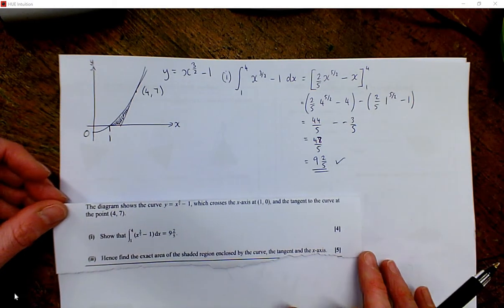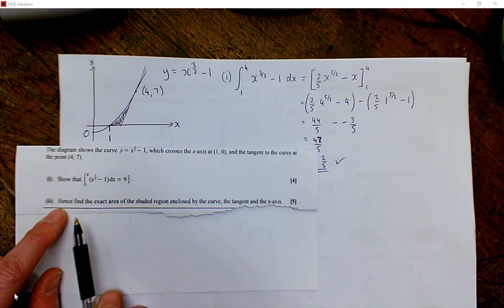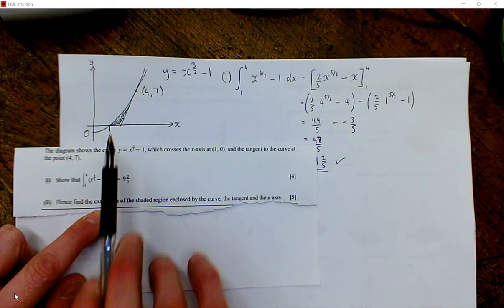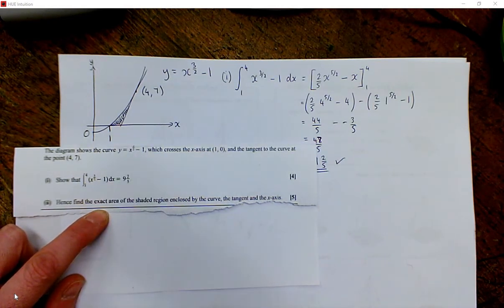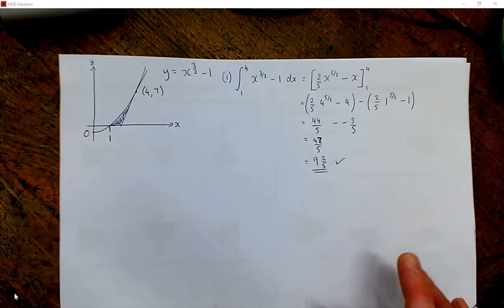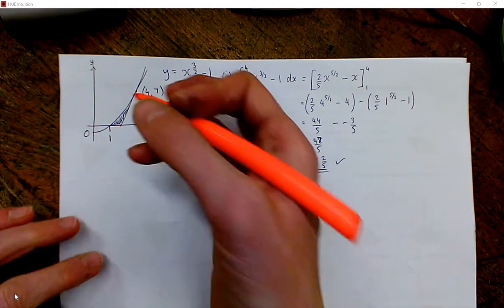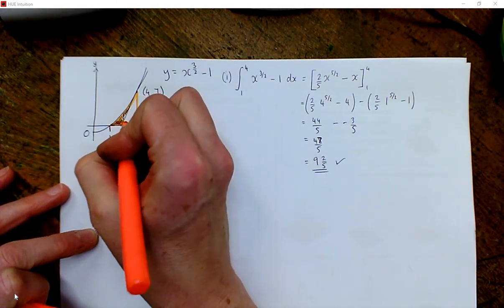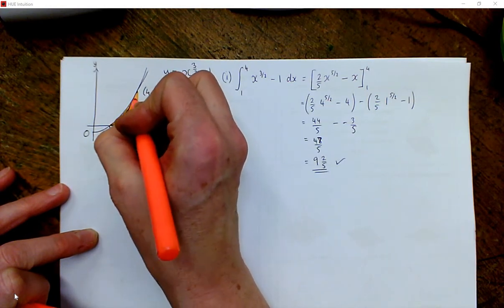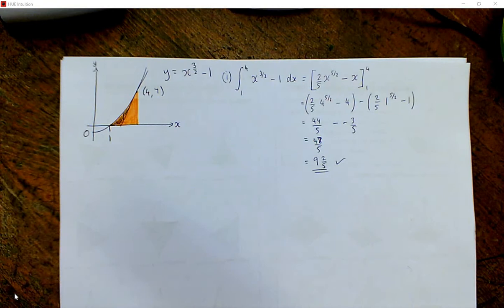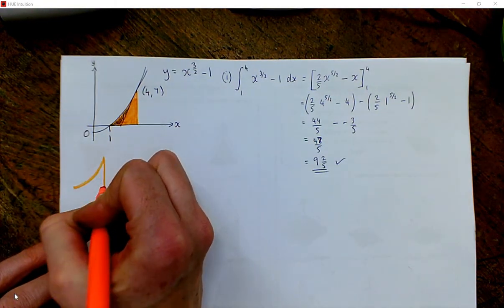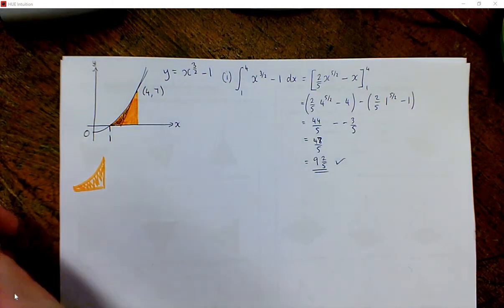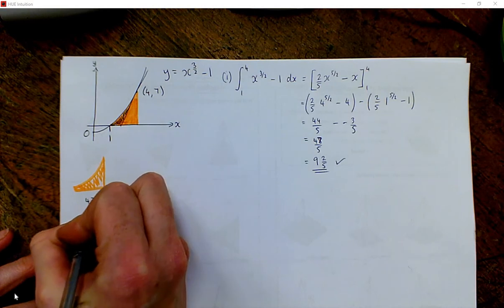For the next part, this is a bit trickier. We have to use this answer to find the exact area, so we need to work with fractions, of the shaded region enclosed by the curve, the tangent and the x-axis. So let's look at how we can get that shaded area. We've just worked out the integral from 1 up to 4 of the curve, and that works out this whole shaded area, the area between the curve and the x-axis. So we know that that is 47/5.